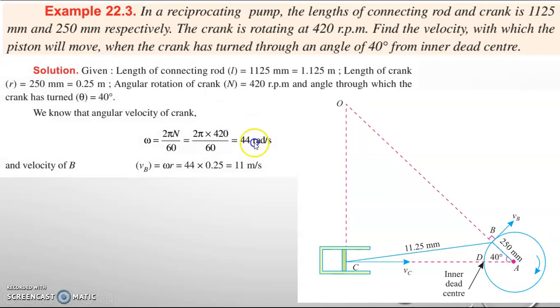First, using the equation 2 pi N by 60, we will calculate the angular velocity omega, and we will find out the velocity of the point B. Point B is a part of the crank and a part of the connecting rod. So we will first utilize it as a part of the crank, and find the velocity VB as omega 1 into R, where omega 1 we already calculated as 44 radians per second, and the radius of the crank 250 mm is 0.25 meter, so 11 meter per second is our answer.